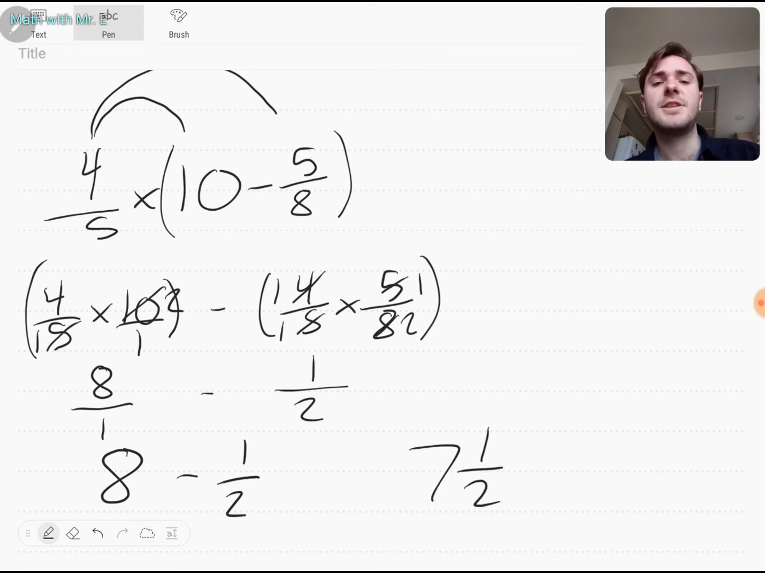So there's a quick look at using the distributive property with subtraction, as well as using order of operations to solve problems with fractions.